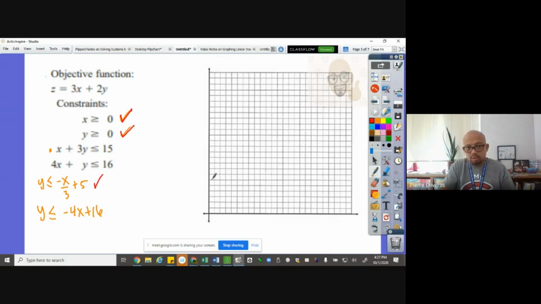The third one, we're going to start at 5: 1, 2, 3, 4, 5. So we start right here, and the slope is negative 1/3, so down 1 over 3 each time. The graph of that one is just this red line here. And we shade only the bottom part, because it's less than. So everything right here.